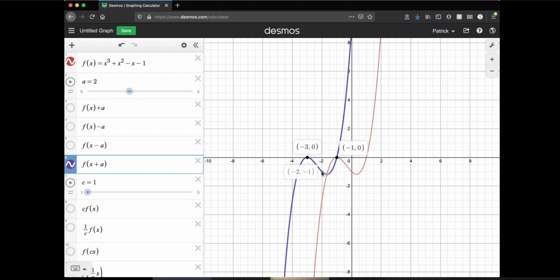Isn't the red one called like a parent function? Somewhat, yes. So a parent function would be something that's like x squared or square root of x. I think that those are more the parent functions. We'll just refer to this as like a reference function. But if you say parent function, I'll know exactly what you're talking about. I just don't know the formal definition of parent function.